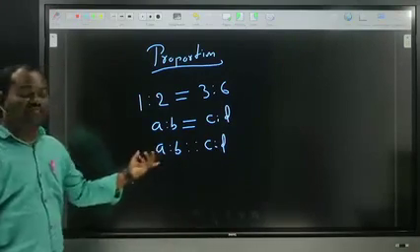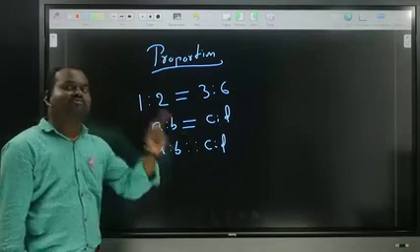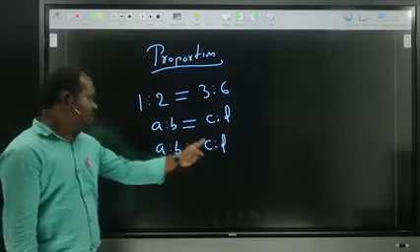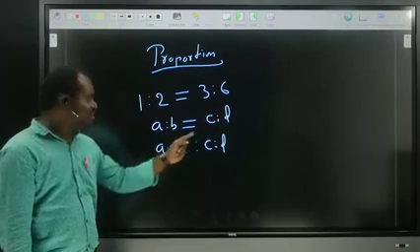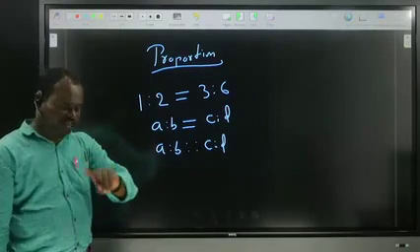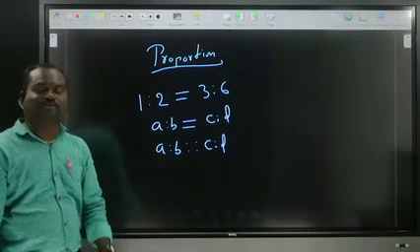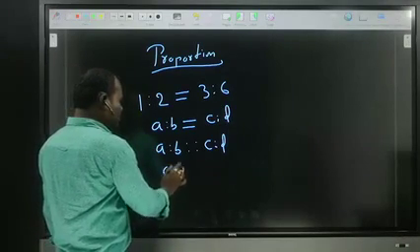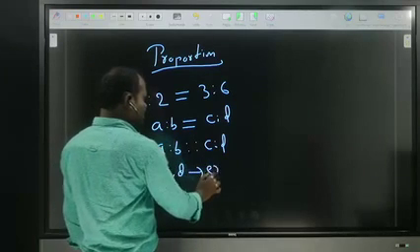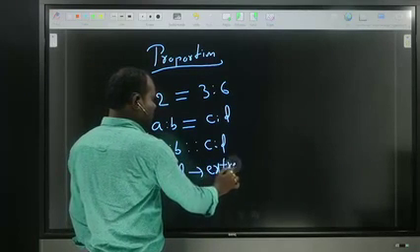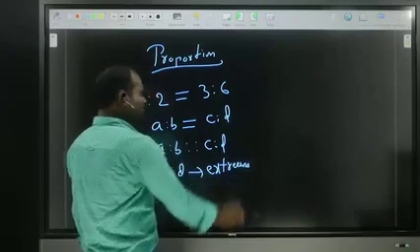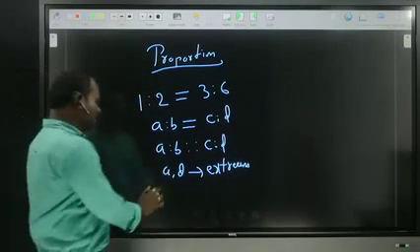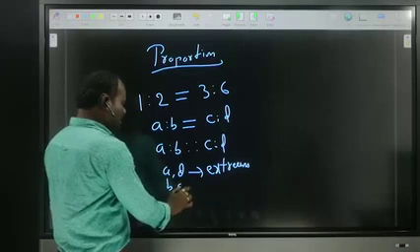Then when do we use this symbol? When two ratios are equal. Generally in a is to b, A is the first term and B is the last term. But here, the first and last terms, A and D, are called extremes. This B and C are called means.